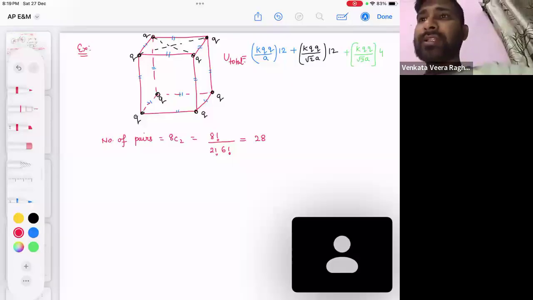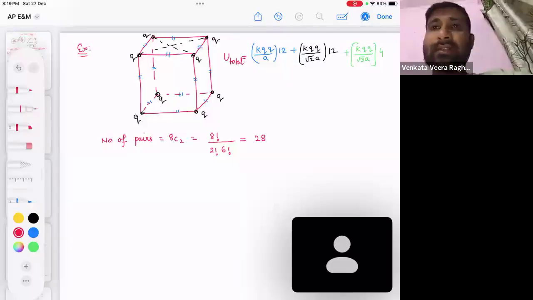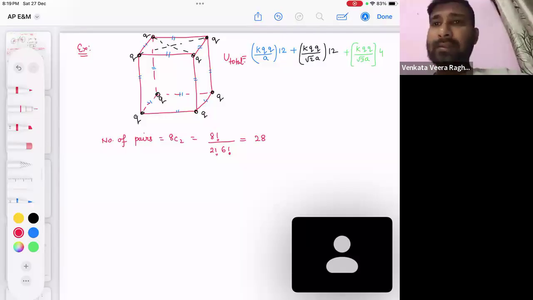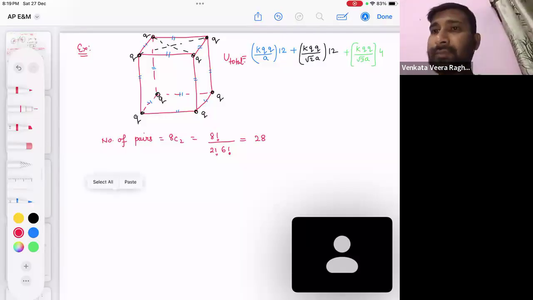Please tell me this question is clear. The total potential energy that we have calculated here. Please tell me, or just give me a moment. What I am doing.